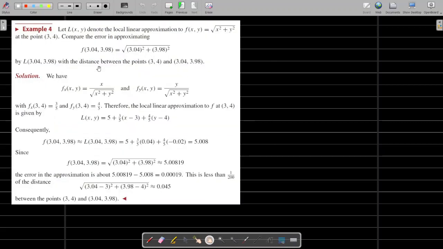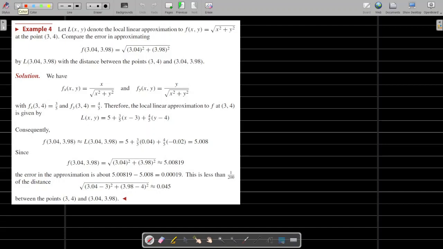So let's look at this problem here. The question is: let L of x y denote the local linear approximation to f of x y, which is given by square root of x square plus y square, at the point 3, 4.